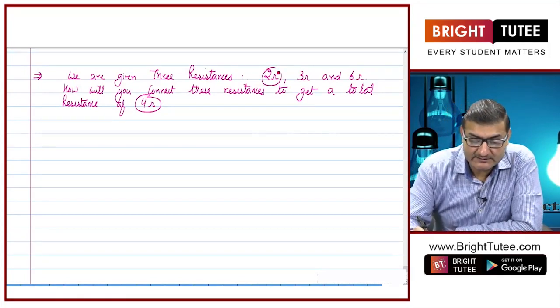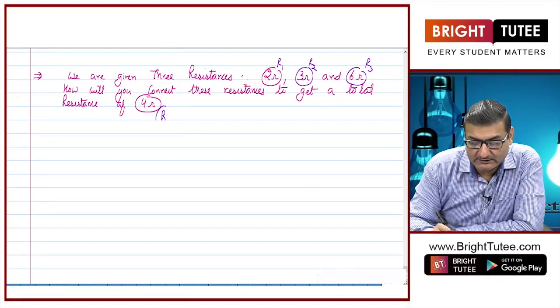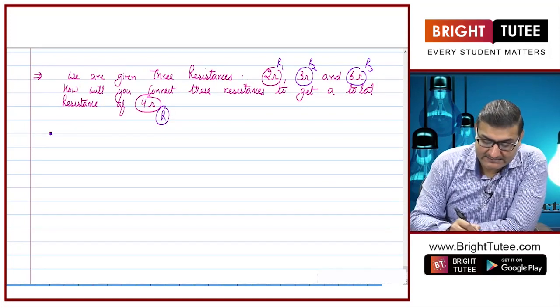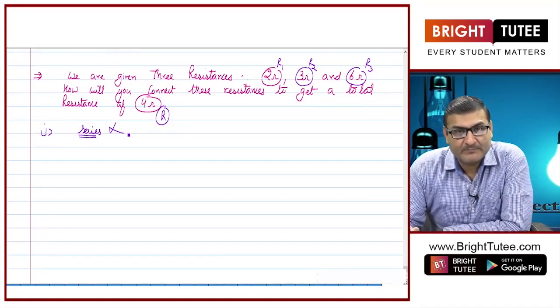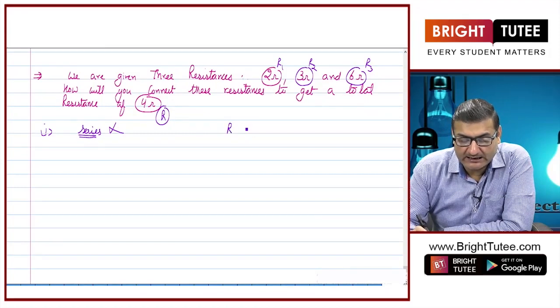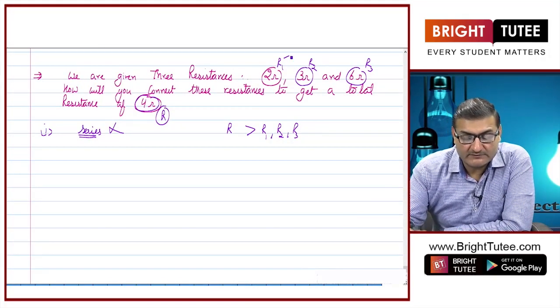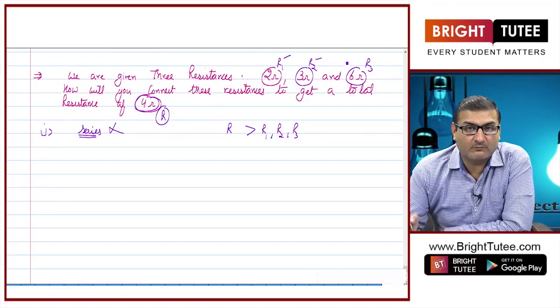Alright. Now, this first resistance we give it the name R1, this is the second resistance R2, this is the third resistance R3, and this is the total resistance that we require. As per our understanding till now, if I keep it in series, I can't, because in series I know that the total R is greater than R1 or R2 or R3. This R is 4 ohms, which is greater than R1 and R2, but not R3. Therefore, series combination can't work here.